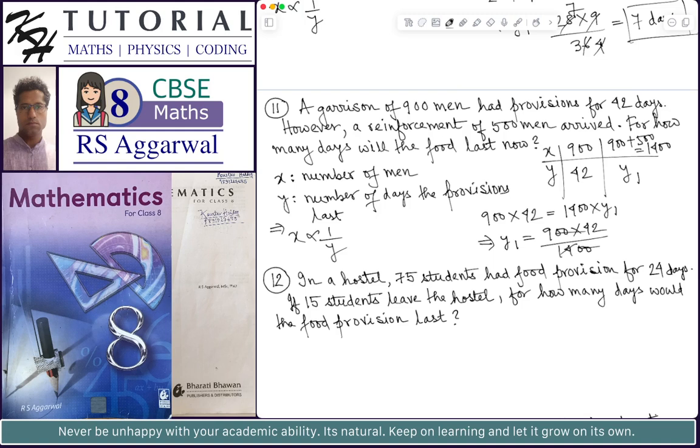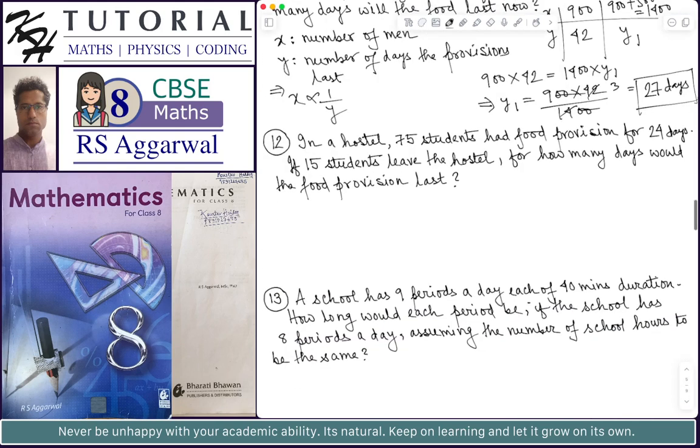So 14 divides 42 with 3. So this is 27. So the answer is 27 days. Definitely, if there are more men, the food will last for fewer days. So earlier the number of men was 900 and the provisions were lasting for 42 days. Now the number of men has become 1400 and the food is lasting for 27 days.